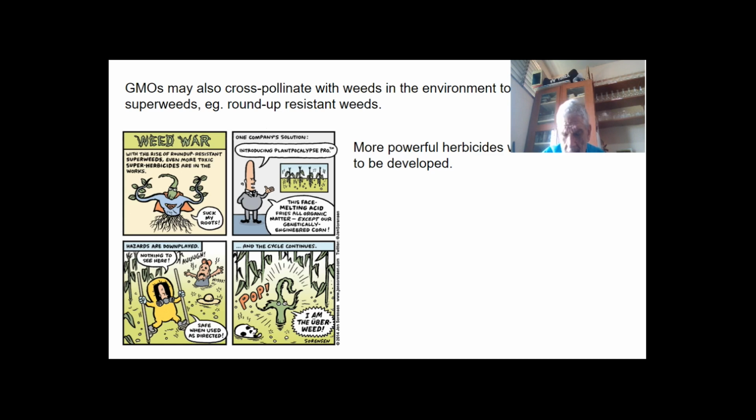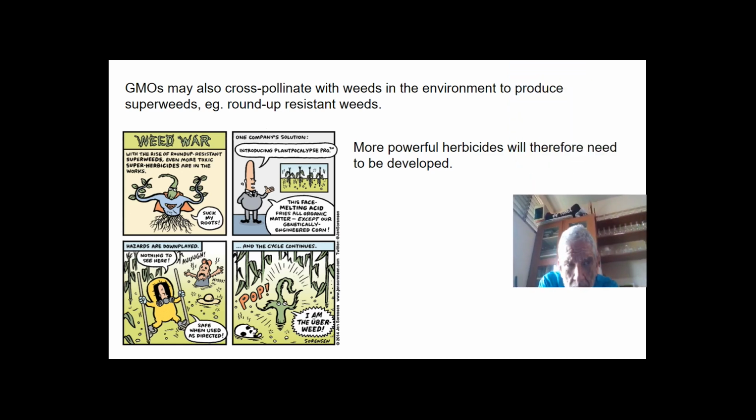So genetic engineering then. We know GMOs can cross-pollinate with weeds in the environment to produce super weeds. And therefore you need to get super herbicides to get rid of those super weeds. And then you'll need to increase genetic engineering to make crops more resistant to these super herbicides. And you get a vicious cycle, which is more or less indicated in this cartoon.